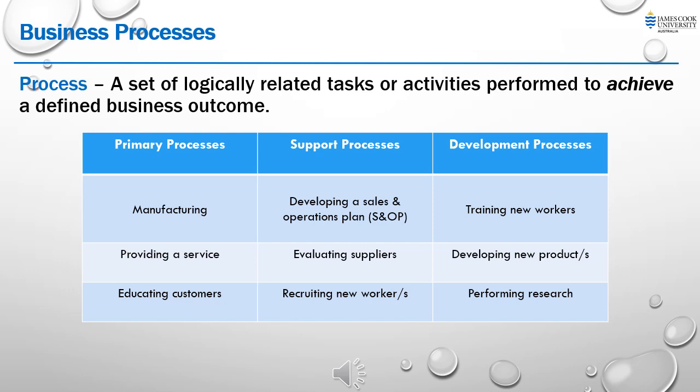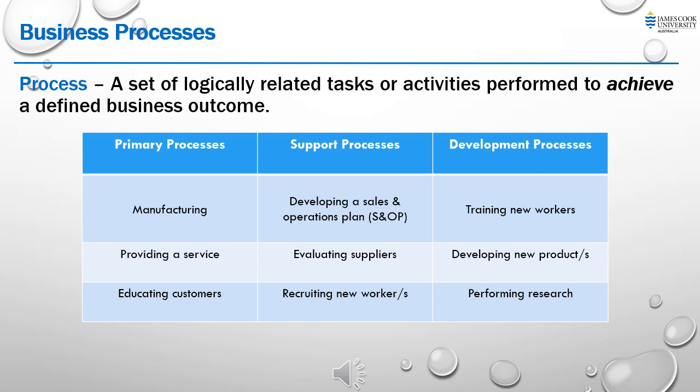So the first thing we need to cover is what is a process, or what's the meaning of a process. It's basically a set of logically related tasks or activities performed to achieve a defined business outcome. We do have different processes like primary processes, supporting processes, and development processes.